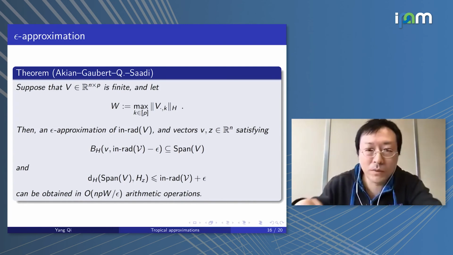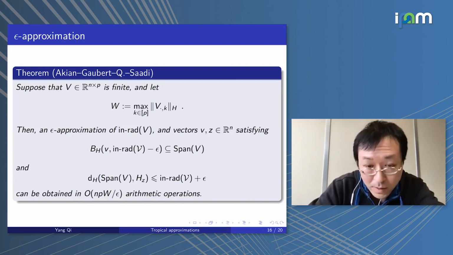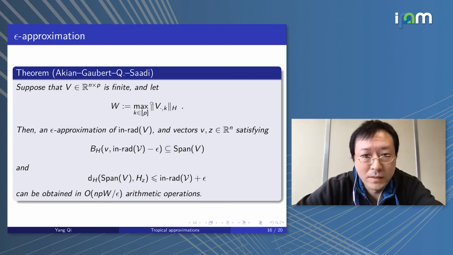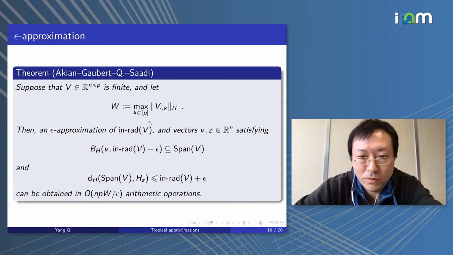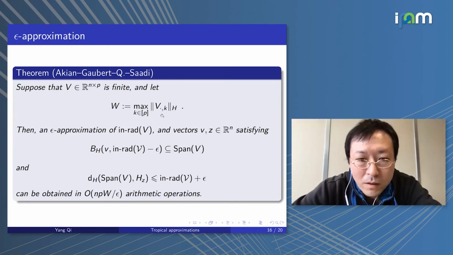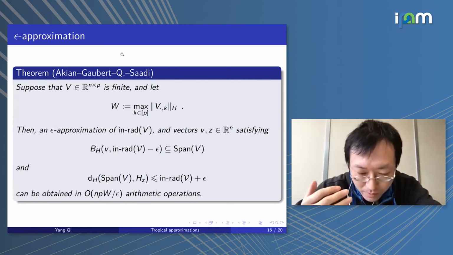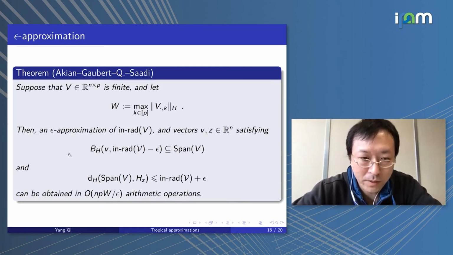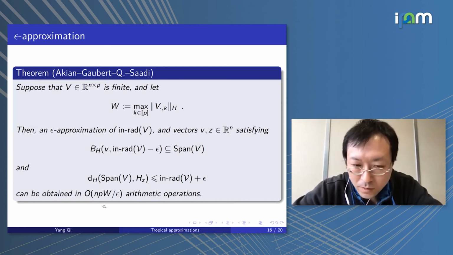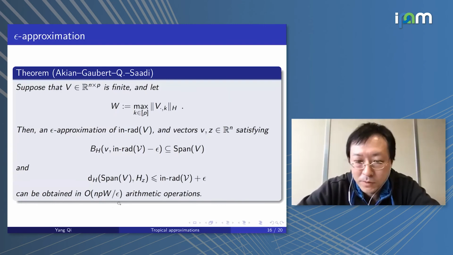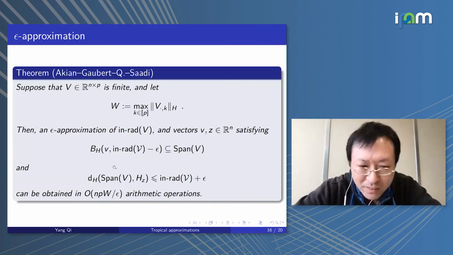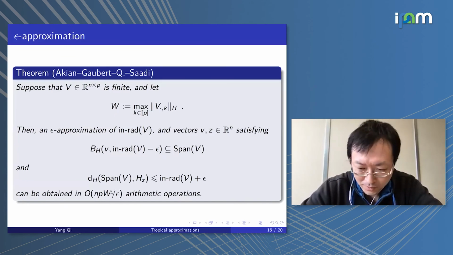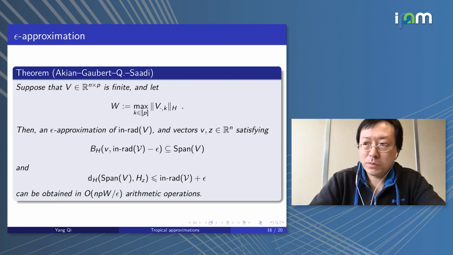Okay, and so for the above value iteration algorithm, we can also study the complexity. In fact, let W be the maximum of the Hilbert norm of the column vectors of the tropical matrix. So the above value iteration algorithm can compute the epsilon approximation of the inner radius in n times p times W divided by epsilon arithmetic operations. In fact, this is a theoretic upper bound. In practice, the algorithm is super effective.